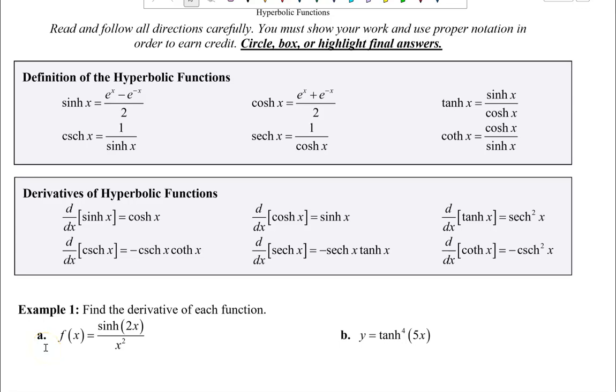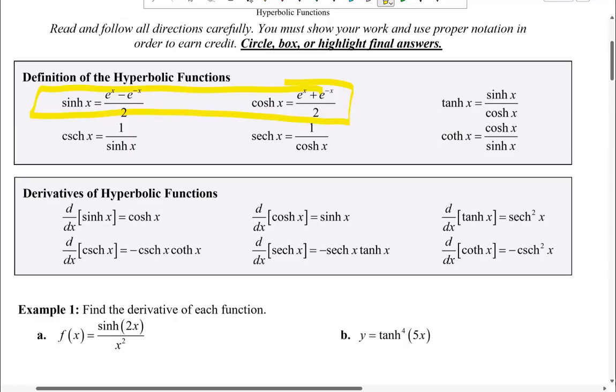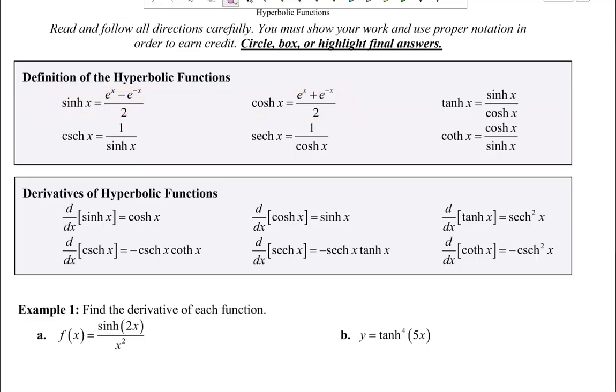In this worksheet, we're going to take a quick look at derivatives of hyperbolic functions. We first notice the definitions of a hyperbolic sine and hyperbolic cosine here, and from those we get the definitions of all the other hyperbolic functions as well. Beneath that, we have the derivatives of the hyperbolic functions.